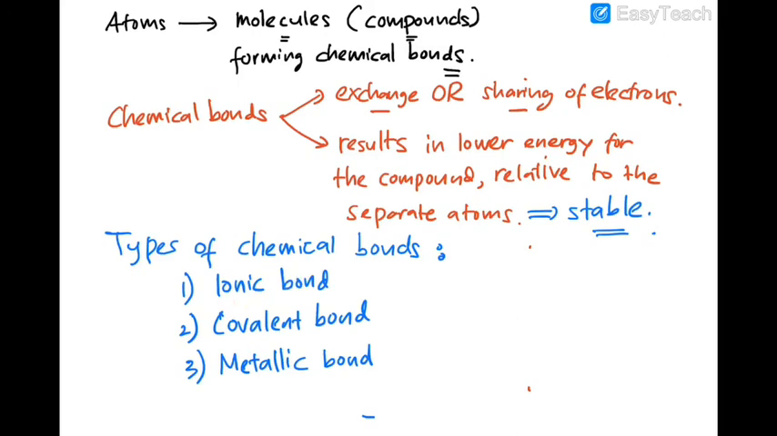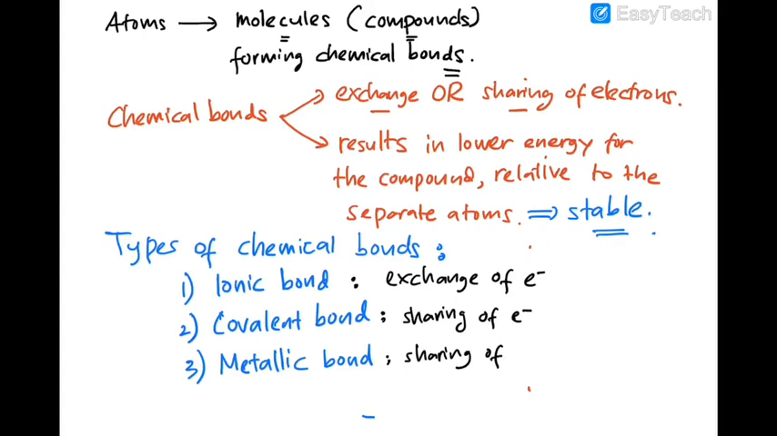Ionic bond involves exchange of electrons. One party will lose or release an electron and the other party will gain the released electron. While in covalent bond, it's sharing of electrons, as well as in metallic bonds, it's also sharing of electrons, just in a different manner, that we will get into later.